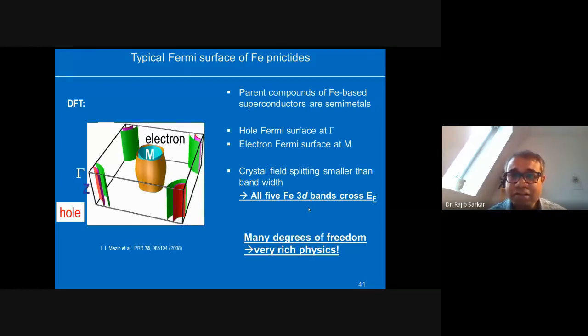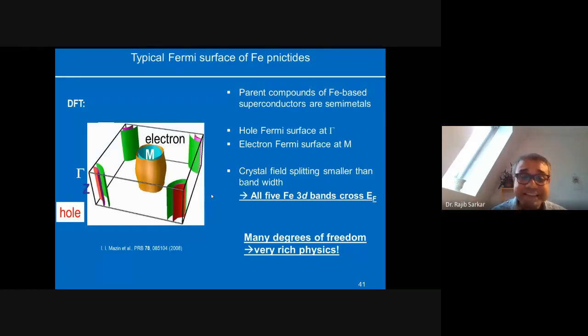Why? Because the parent compounds of these iron-based superconductors are actually semi-metals. It's not a metal, it's not an insulator, but a semi-metal. And you have a very complicated Fermi surface. You have a hole Fermi pocket at the gamma point, and an electron Fermi surface at the M point, and you have a crystal field splitting smaller than the bandwidth, and all five 3d bands. When you are talking about the iron electrons, you have five 3d bands, and all 3d bands are actually crossing the Fermi energy level.